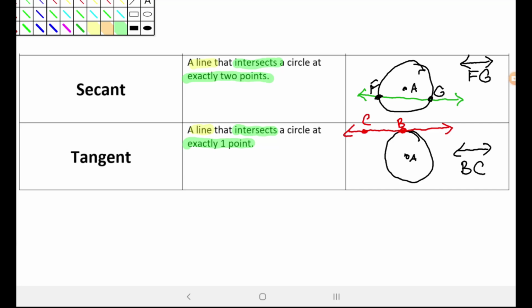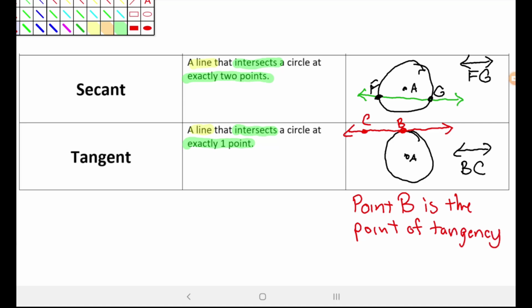Now I'm just going to add one more thing. Just add this in your notes right here. Point B is the point of tangent C. Sometimes they ask you, just a little note for you, okay? So I'm just going to write that down. Hey, we should also know that this point B on the graph right here, the place where the line intersects the circle only one time, is called the point of tangency, because this is a point and it's tangent, so pretty obvious.